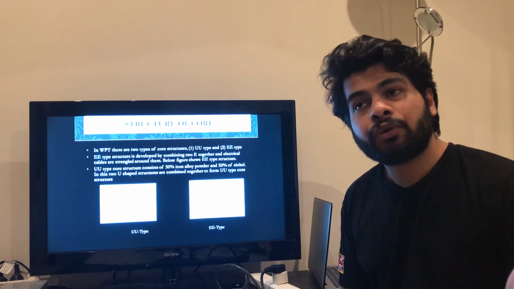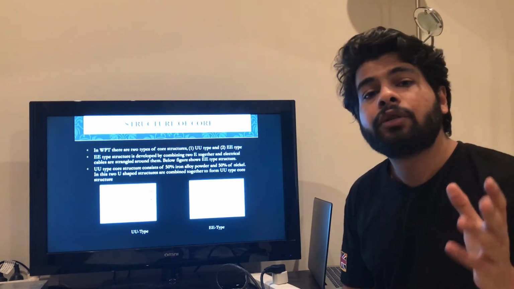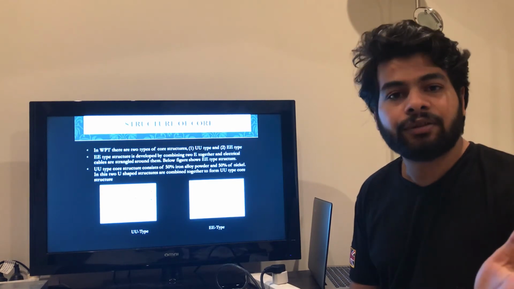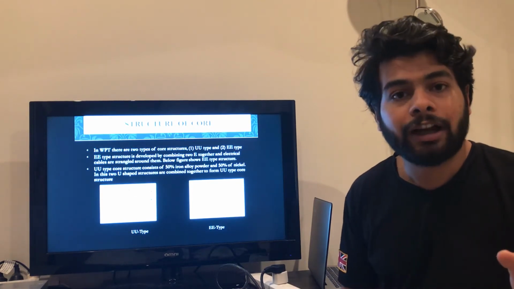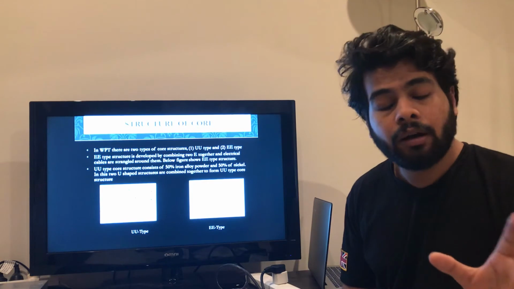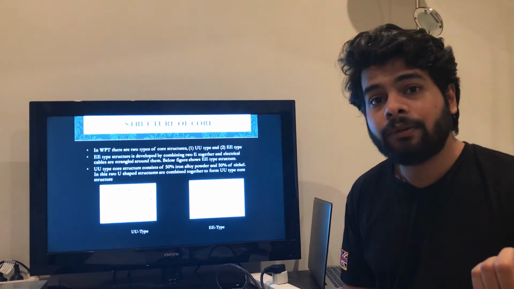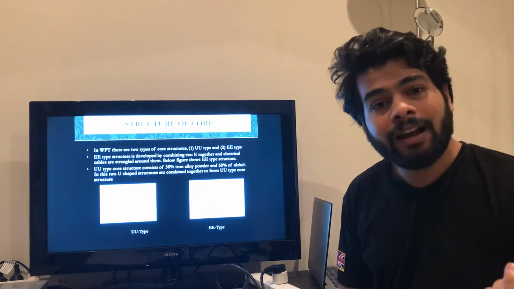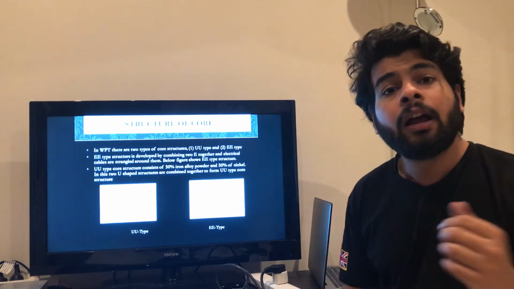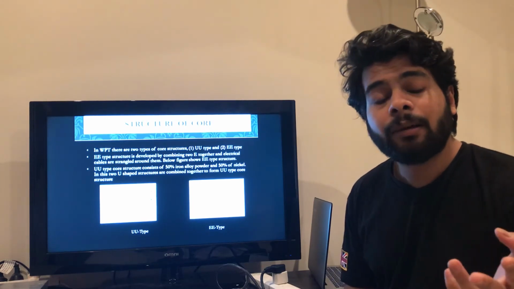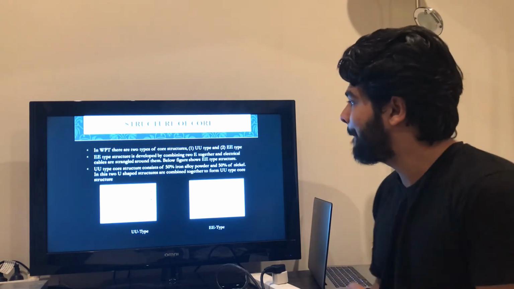Now, a question arises: why do we use two U types? Why don't we use a single type? To get high efficiency, we have to use two U types. If we use a single U type, then the efficiency will be very low. And the same applies for EE type. In EE type also we use two E types, strangled with electrical cables.